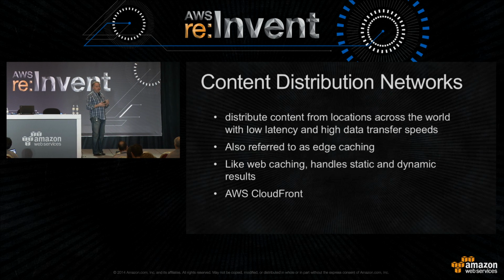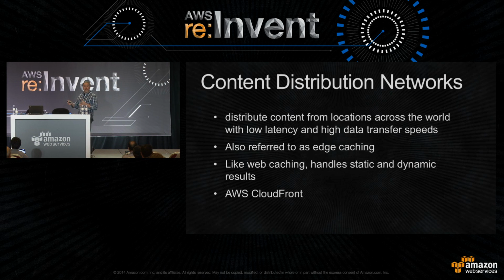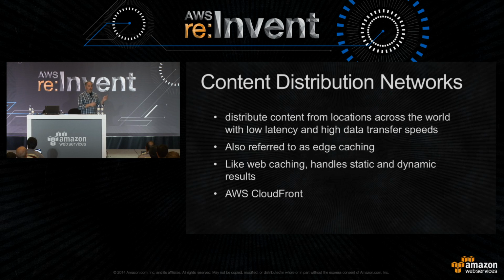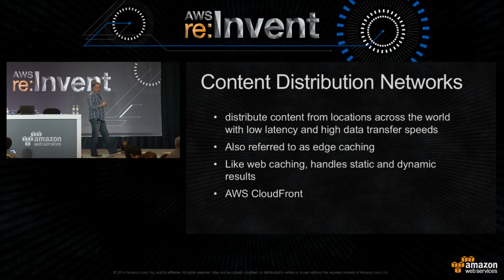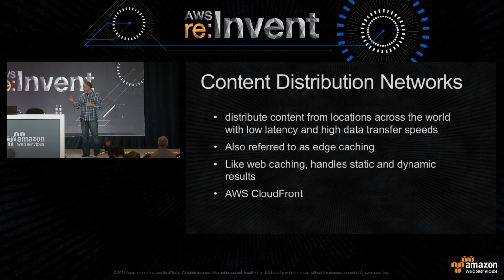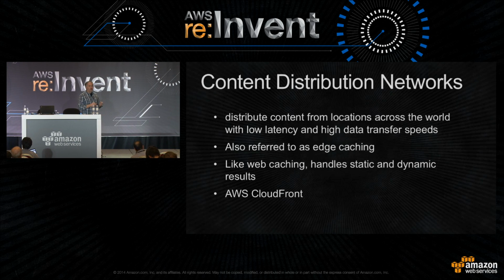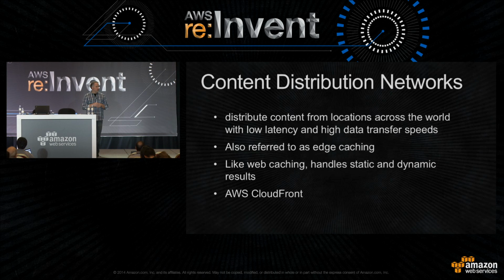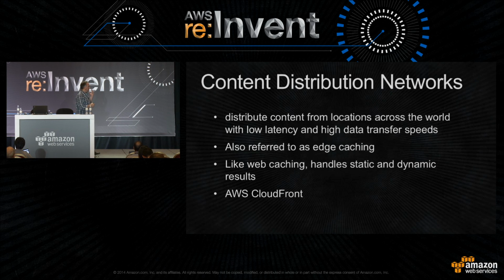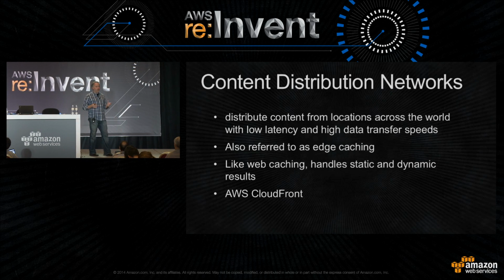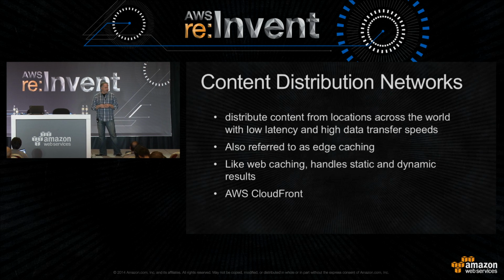Today, Amazon offers a content distribution network, or a CDN, as the industry calls it, known as AWS CloudFront. It is also referred to as edge caching, border caching. And like web caching, it too handles static and dynamic results. The difference between a web cache and a CDN is that the web cache lives behind your proverbial firewall, local. The CDN lives global, external to your application, external to your VPCs.